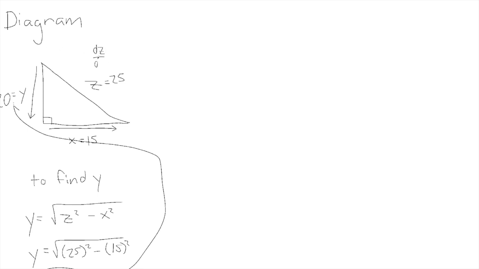Next, you will want to label your rates of change. dz/dt is going to be 0 feet per second since the length of the ladder is not changing. dy/dt is going to have a question mark since this is the rate we are trying to find, and dx/dt is going to be 2 feet per second.